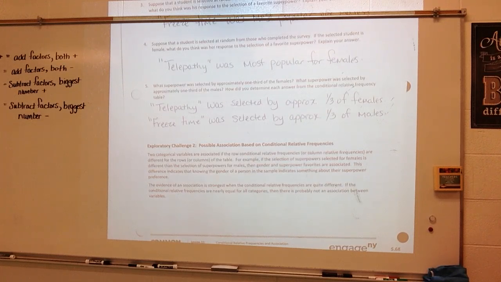There's strong evidence of an association when there is a noticeable difference in conditional relative frequency. What is a noticeable difference in relative frequencies? This is subjective. You should use your best judgment. You are going to be able to see a noticeable difference. If they are off by like a hundredth of a point, that's probably not much of a noticeable difference.